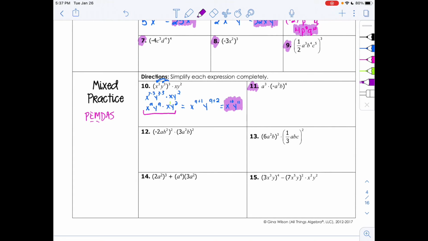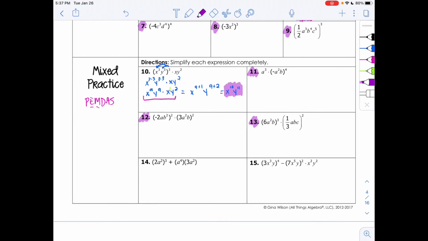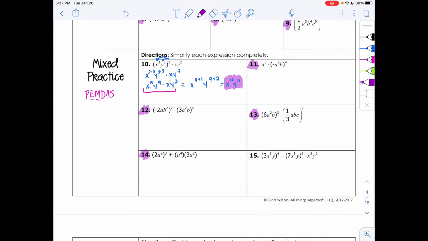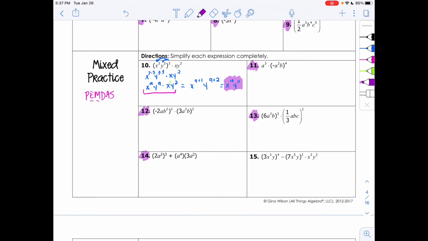And go ahead and highlight 12 and 13 and 14. And let's look at 15 together. So in number 15, you can see we have the power property. And we actually have that power property twice, because I have 2 sets of parentheses with the exponents. So I'm going to have to apply that property twice.